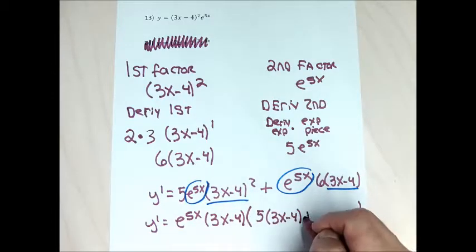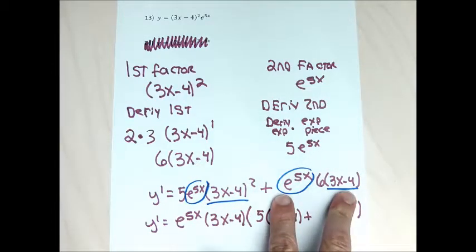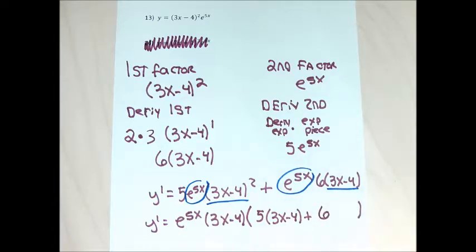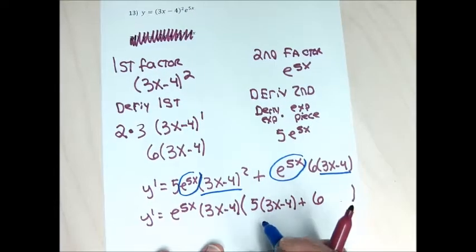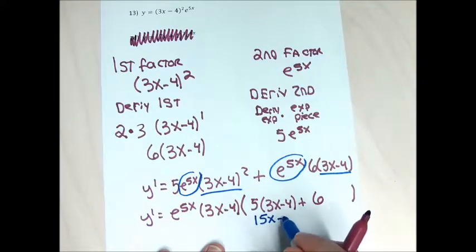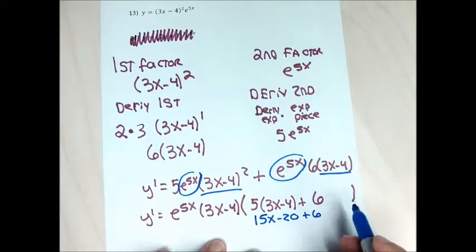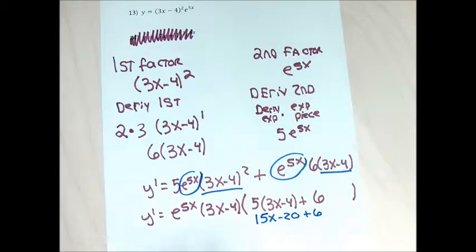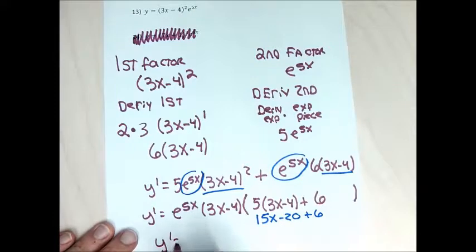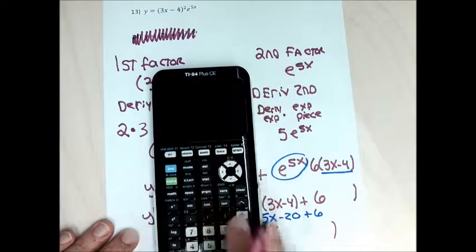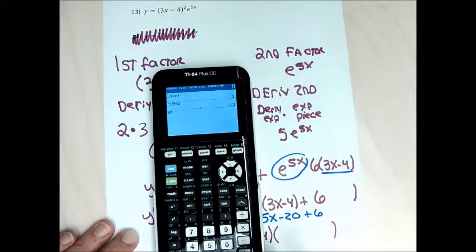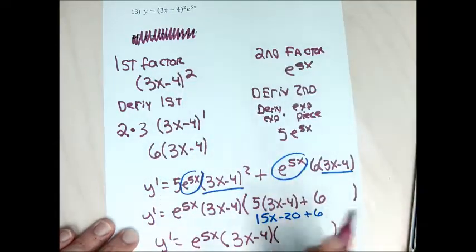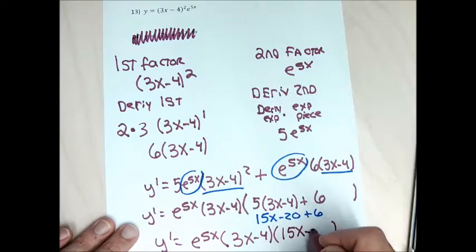To the right of the plus sign, I factored out the e to the 5x and the 3x minus 4, but I didn't factor out the 6. Inside this parentheses here, I'm going to make this 15x minus 20 plus 6 by clearing that parentheses, and then I'm going to combine like terms. So my answer for number 13 would have an e to the 5x, a 3x minus 4, and then in that last parentheses, I'm going to combine the minus 20 plus 6 and get a minus 14. In that last parentheses, a 15x minus 14.